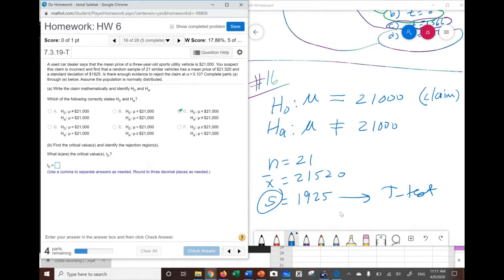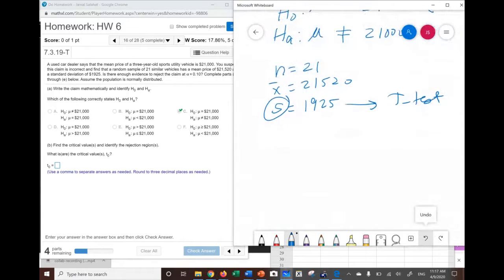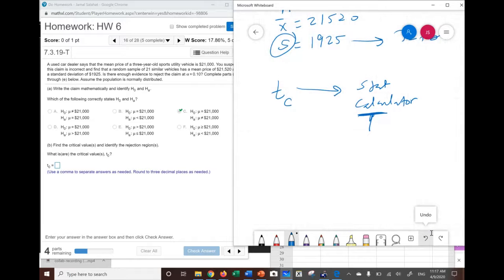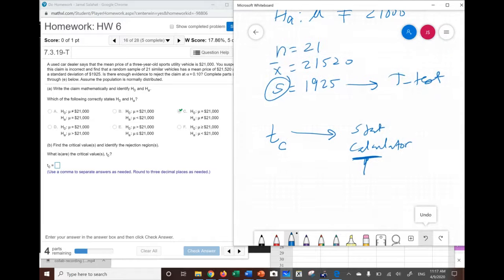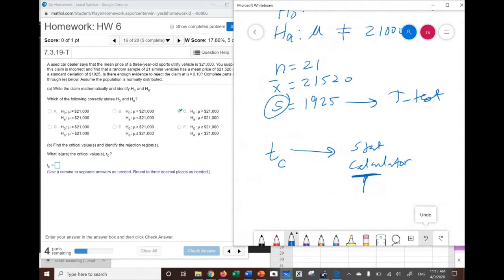Now, let's find the t0. Notice that t0 is the same as t critical. How do you find t critical? You're going to go to Stat, Calculators, and you're going to go to T. And notice that because our test has not equal in it, let me emphasize this. Because our test, HA, has not equal in it, it is between.